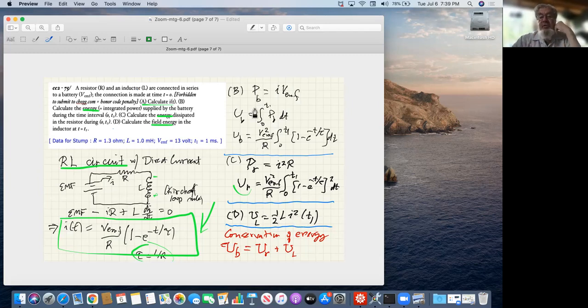Now, energy should be conserved. So the amount of energy supplied by the battery, U sub B, should be equal to the amount of energy that was transferred to the surroundings in the form of heat, that's U sub R, the joule heating of the resistor, plus the amount of energy that's been stored up in the inductor, which is U sub L. So you're going to get answers to B, C, and D, and they should combine in this way.